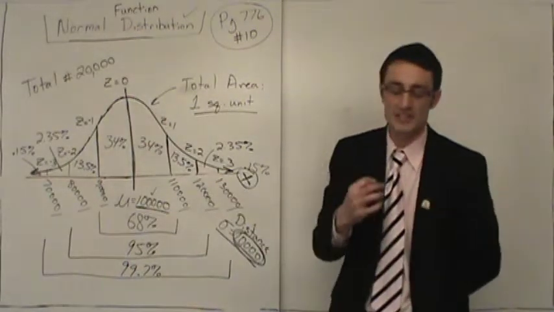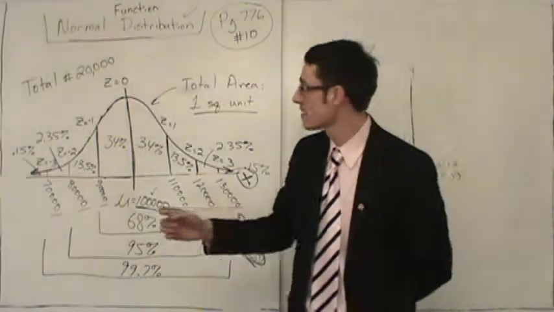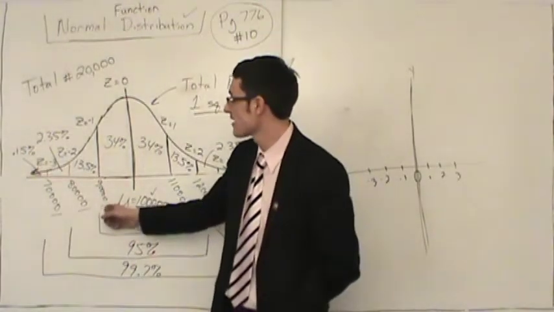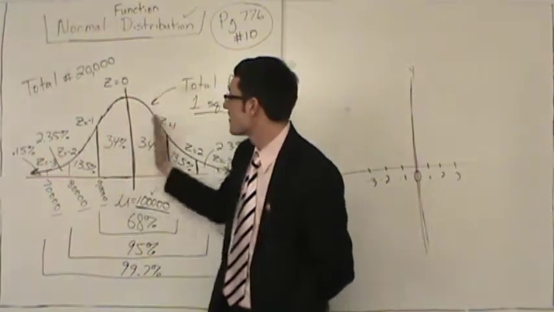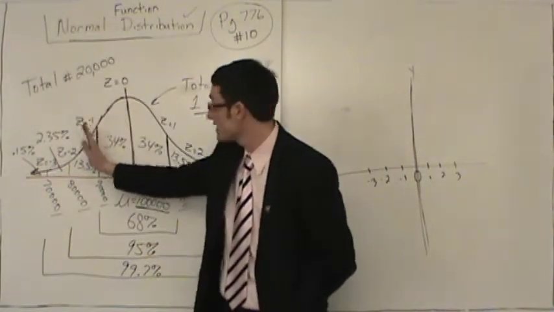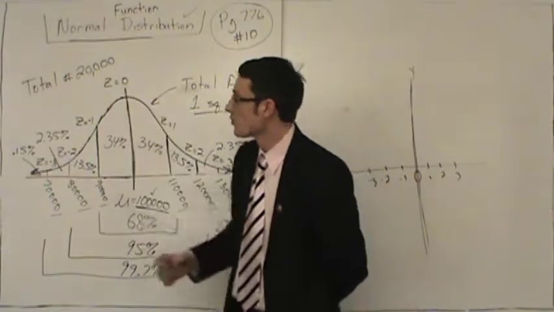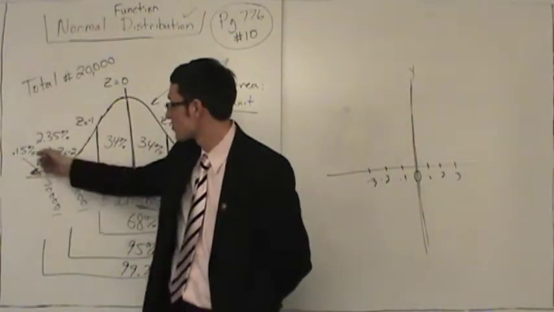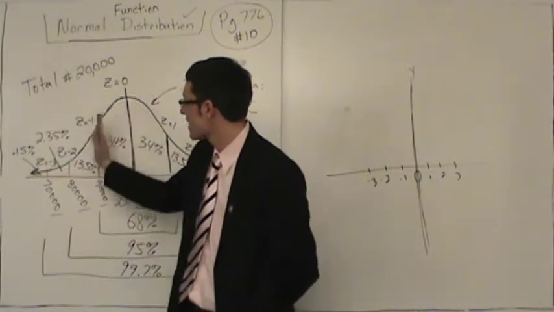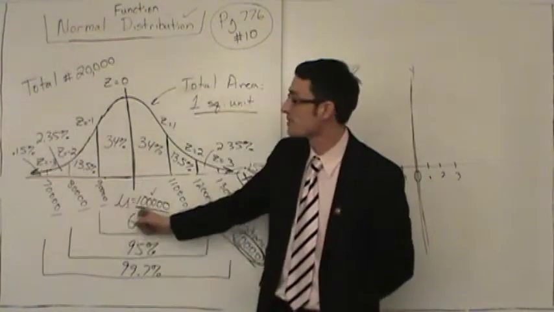Question. What is the z-score for x value 90,000? X value 90,000 has a z-score of -1, meaning that 90,000 is 1 standard deviation to the left of the mean. Now, what is the z-score for x value 70,000? 70,000 has a z-score of -3, which means that 70,000 is 3 standard deviations to the left of the mean.